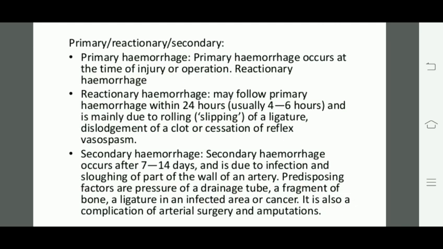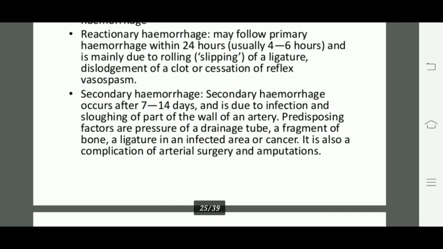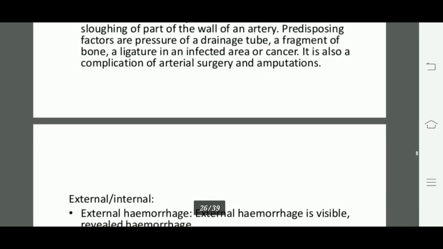Secondary hemorrhage. It occurs after 7 to 14 days and is due to infection and sloughing of part of the wall of an artery. Predisposing factors are pressure of the drainage tube, a fragment of bone, a ligature in an infected area, or cancer. It is also a complication of arterial surgery and amputations.